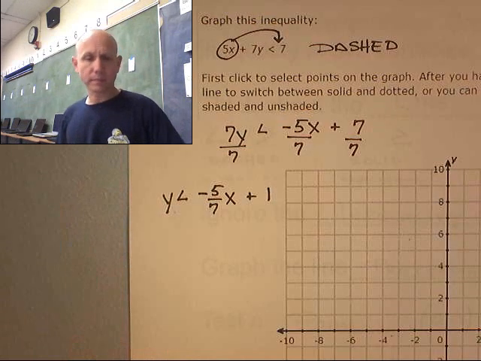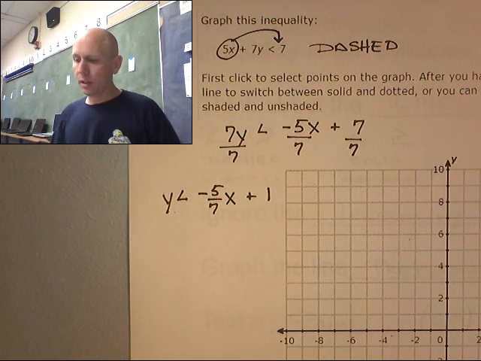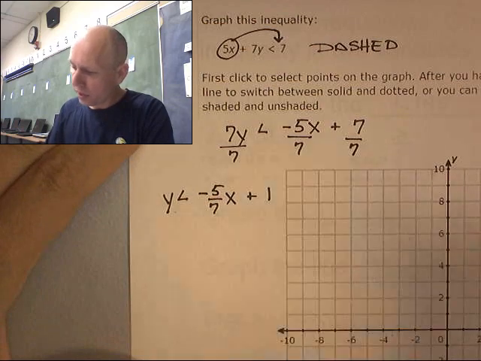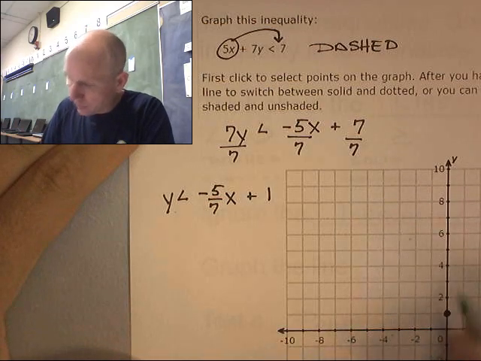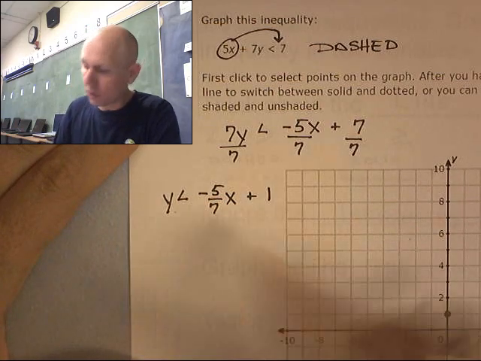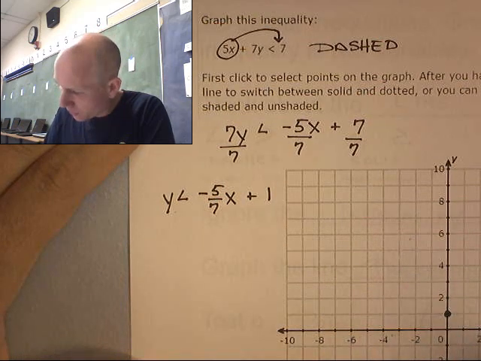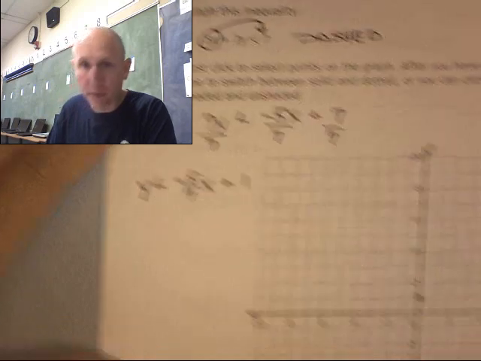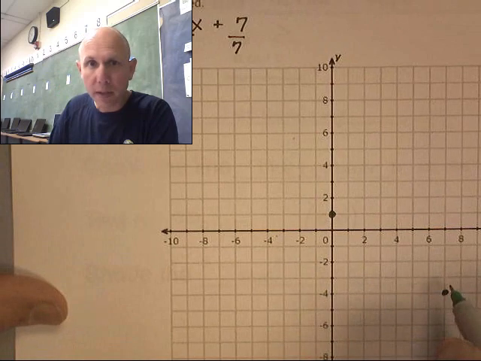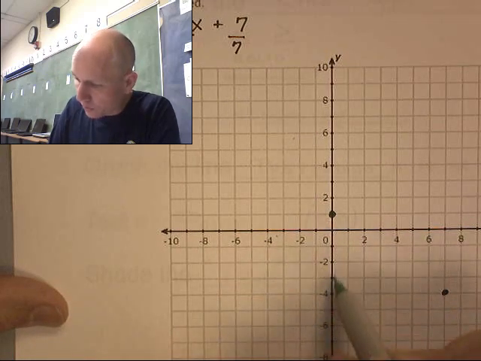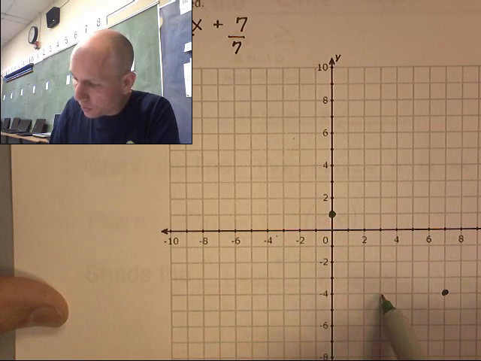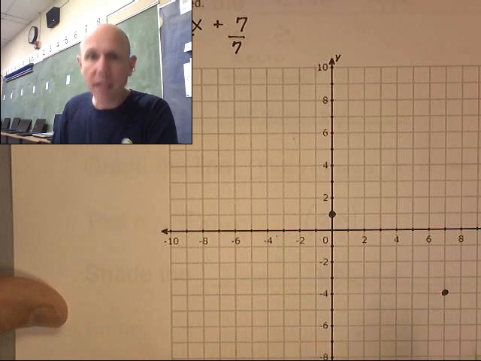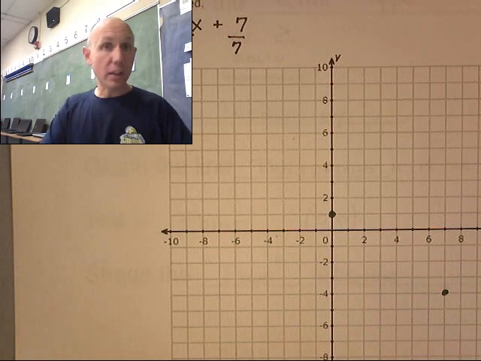So let's graph it. My intercept is at 1. My slope is down 5 over 7. 1, 2, 3, 4, 5. 1, 2, 3, 4, 5, 6, 7. And I'm totally off the graph, or off the video. Down 5, 1, 2, 3, 4, 5 over 7. 1, 2, 3, 4, 5, 6, 7. There's my line. Is it solid or dashed? It's a dashed line.